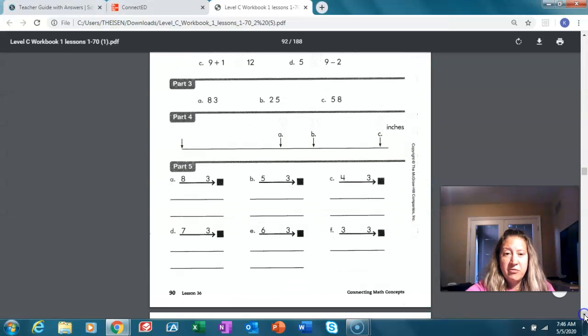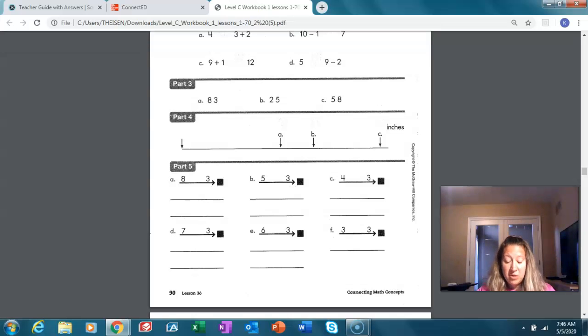For part 5, you can see that we have some number families that have a small number of 3. So touch family A. What are the small numbers? 8 and 3. So what is the big number? 11. Good job. Touch B. What are the small numbers? 5 and 3. What is the big number? 8.